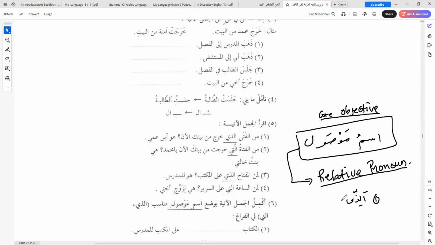الذي is used for singular noun, and also for masculine noun. What we are trying to say here is الذي is used for singular masculine noun. That is the key. And what is the meaning?